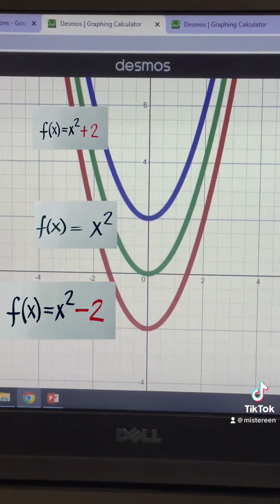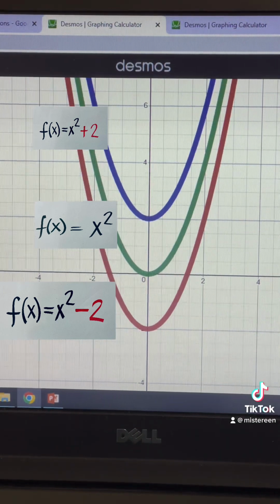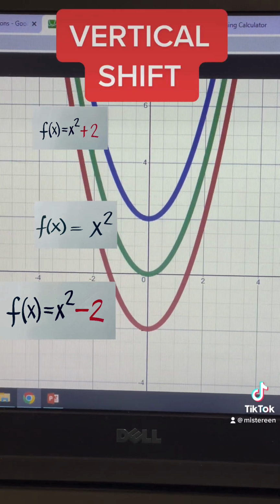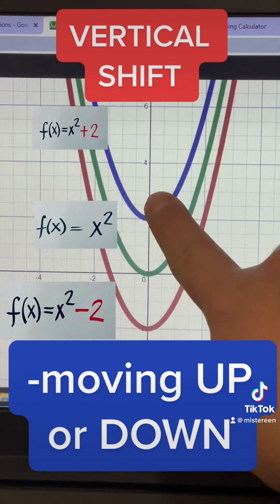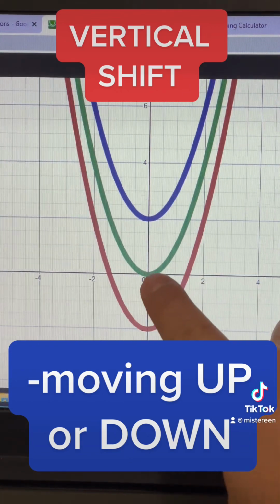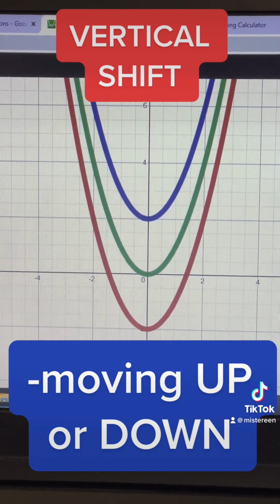So we can generalize from here. If we add or subtract a number from your parent function, the effect on the graph is a vertical shift, a movement either up or down. If you add a number, the graph will move up. If you subtract a number, the graph will move down. So you call it a vertical shift.